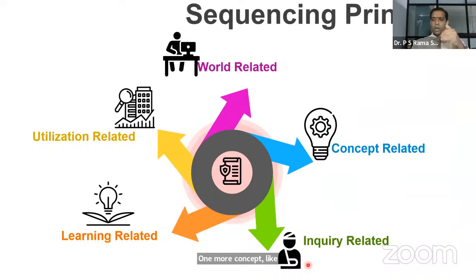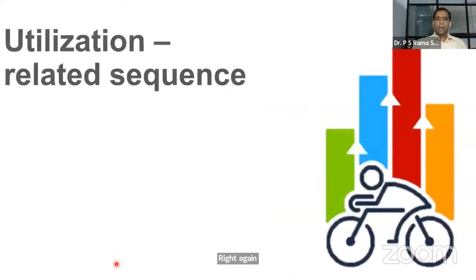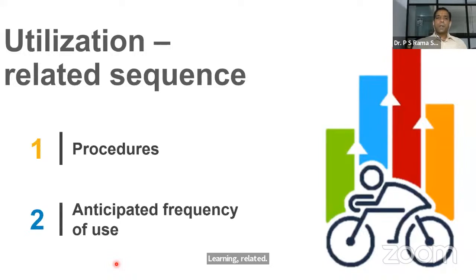Same way, inquiry has the logic of inquiry and then empirical inquiry, right? Again, classifications, but then I will go into two things. One is utilization-related, the other one is learning-related. So in the utilization-related sequence, two things are important. One is the procedures involved in utilizing that. Second one is anticipated frequency of use.